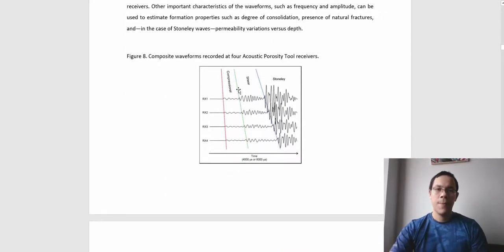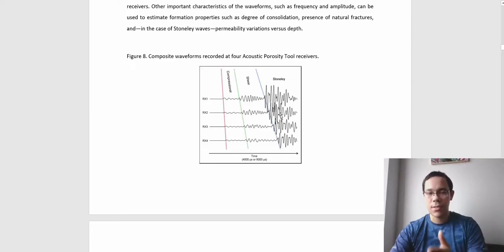On this graph, depending on their velocity, we should find compressional waves in this area because they arrive first. Once the transmitter is activated, we start counting time. The compressional wave arrives first, then shear, then Stoneley.